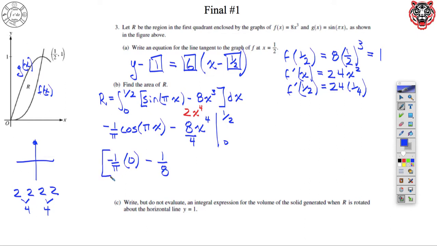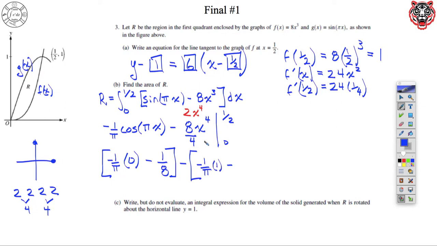Okay, so that was what happened when we plugged in 1/2. Now we need to subtract what happens when we plug in 0. All right, so we have this negative 1 over pi. Cosine of pi times 0 is cosine of 0. Cosine of 0 is right there. The x-coordinate is 1 on the unit circle, so this is going to be times 1.